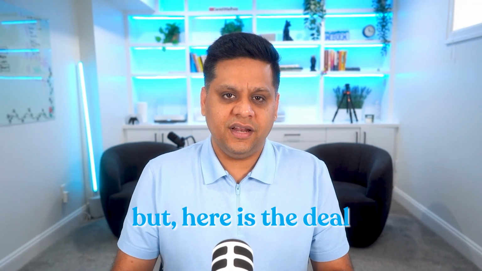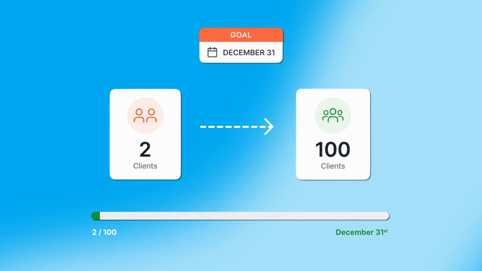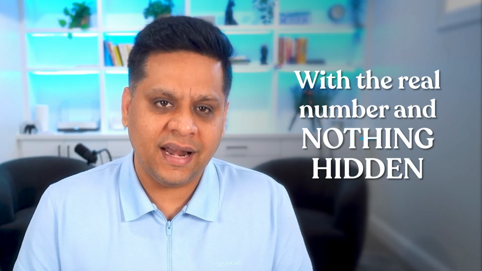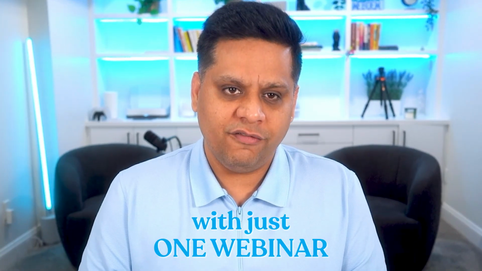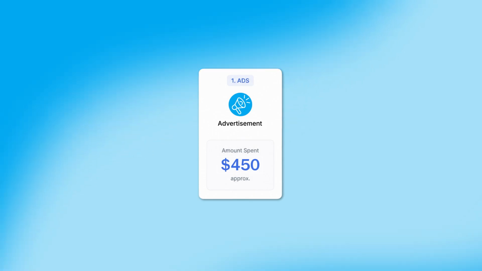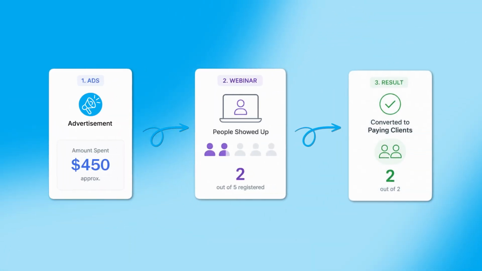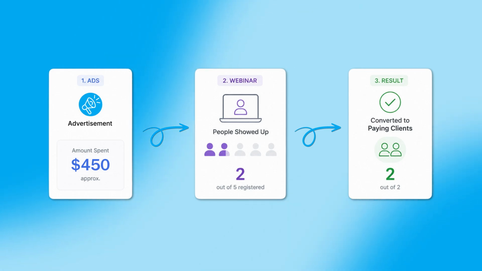But here is the deal I have made with myself. By December 31st, I'm turning these two into 100 on camera with the real numbers and nothing hidden. And honestly, it all started with just one webinar. I spent approximately $490 on ads. Only two people showed up on that actual webinar, and we converted both of them into paying clients.